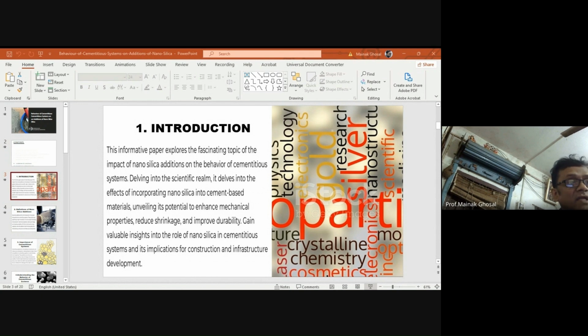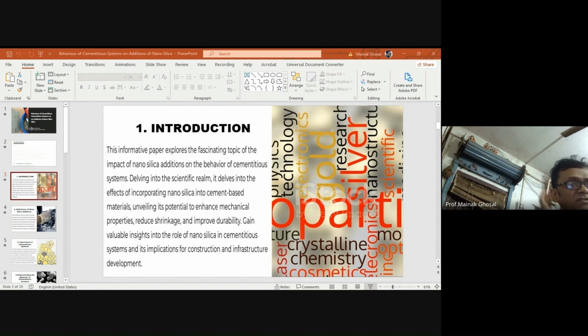Now, the definition: nanosilica additions refer to the introduction of nanoscale silica particles. Nanoscale means 10 to the power -9 meter, as per the American Concrete Institute definition. These particles can significantly impact the behavior of cement materials by enhancing the mechanical properties. With small size and unique properties, nanosilica additions hold immense potential for revolutionizing construction and infrastructure development.